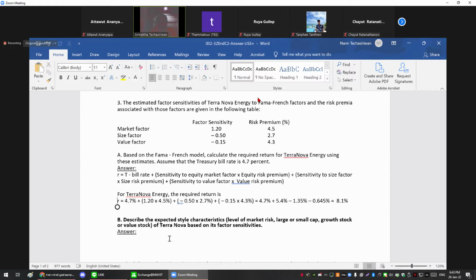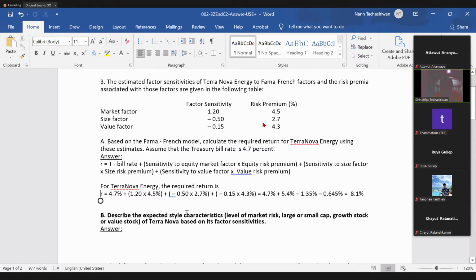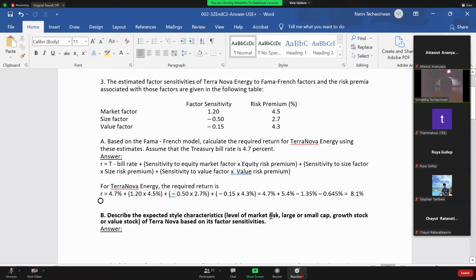So who wants to answer me? It's very easy actually, because we just discussed this not long before in the class. Any student want to answer me? Given these inputs of the company, please tell me whether this company has above or below market risk, is large or small cap, and is a growth stock or value stock. Are you still with me?